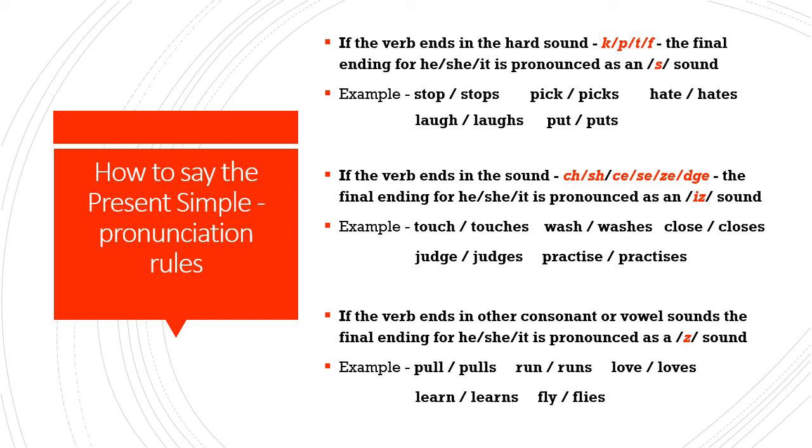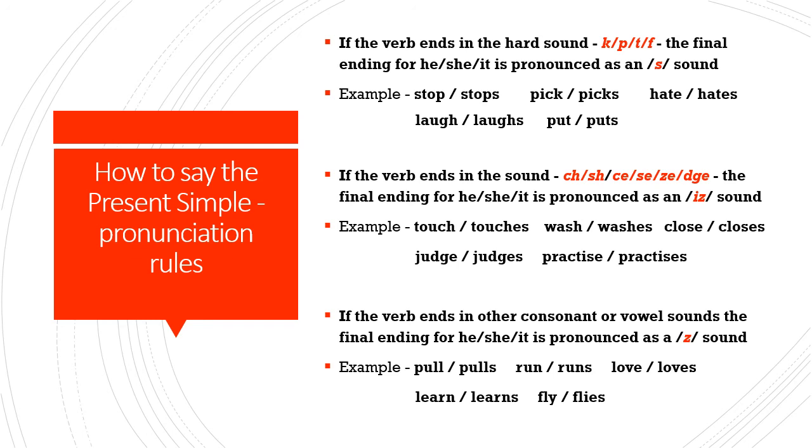Now the last ones. This time, if the verb ends in another consonant, and don't forget, consonants are the letters of the alphabet that are not vowels, or it might have a consonant but it sounds like a vowel, then the S letter we say like it's a Z sound. It's a little bit more difficult. Sometimes it's very difficult to hear. So pull becomes pulls. It's not "pulse," it's a Z, pulls. Run becomes runs. Love becomes loves. Learn is learns.